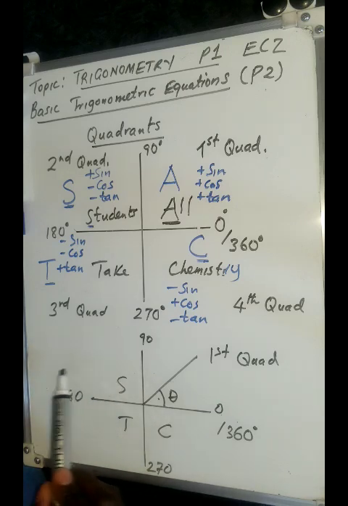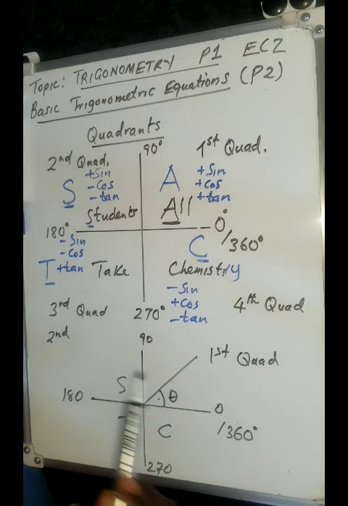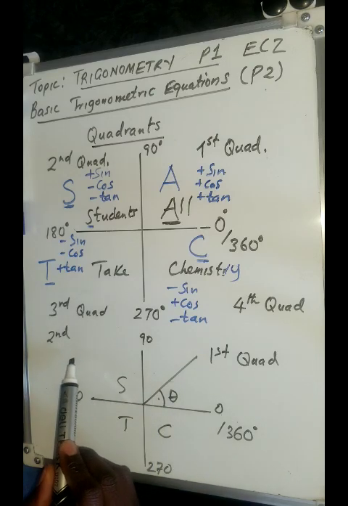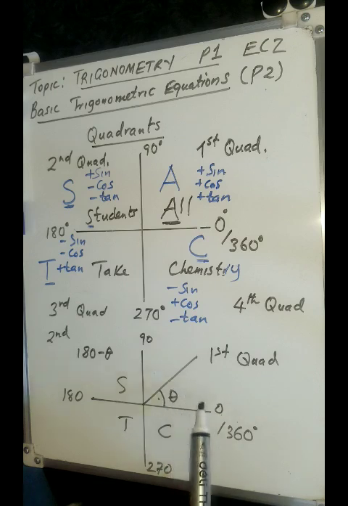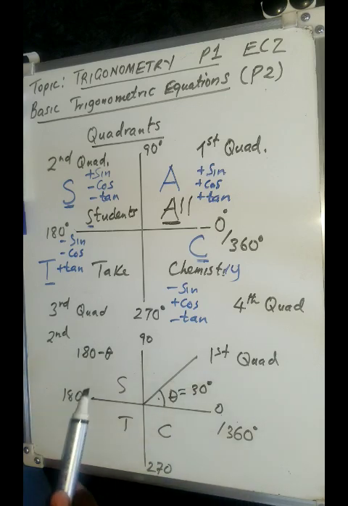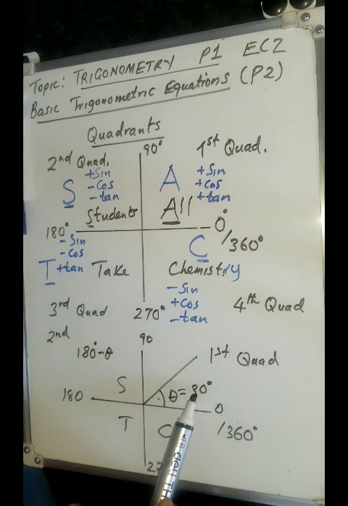So how do you get the angle in the second quadrant if you know the angle in the first quadrant? Well, for you to do that, you just need to say it's 180 minus the angle in the first quadrant. That will give you the angle in the second quadrant. For example, if I know that here it is 30 degrees, then there the angle will be 180 degrees minus 30 degrees, which will give me 150. That is what we mean.